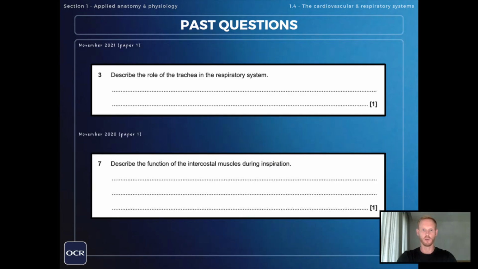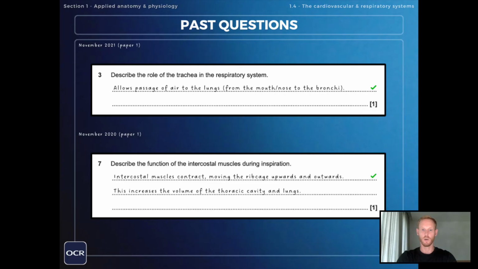Describe the role of the trachea in the respiratory system, and this one is to allow the passage of air to the lungs, and I've put in brackets here from the mouth or nose to the bronchi. Next, you need to describe the function of the intercostal muscles during inspiration. So when we breathe in, the intercostal muscles contract, moving the rib cage upwards and outwards, and that is enough for the mark here, but I've also included that this increases the volume of the thoracic cavity and lungs.